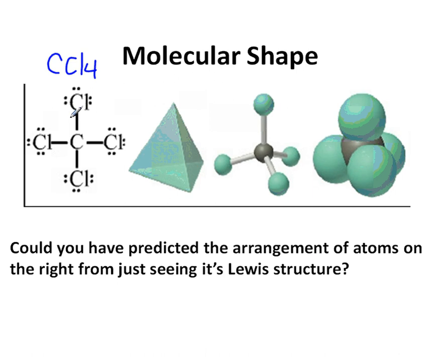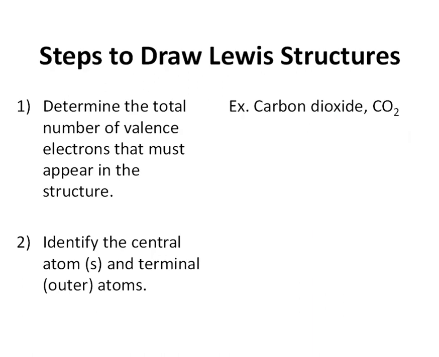If you can't draw two-dimensional Lewis structures, then you won't be able to move on to the next part with three-dimensional structures. All right, so we're going to do an example with carbon dioxide. You'll need a periodic table handy, so if you don't have one out already, I would strongly recommend grabbing one, and then we'll get started.